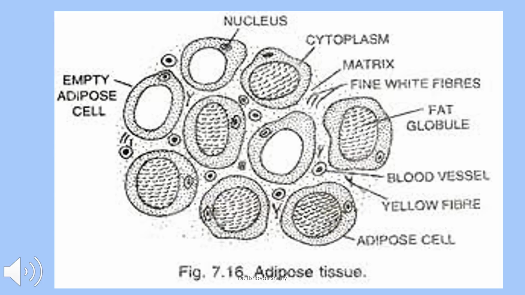In aquatic animals such as whales, adipose tissue in the form of blubber maintains the body heat and provides buoyancy to swim in water. It also serves as a fat reservoir. What you can see on the screen right now is a diagram of adipose tissue.